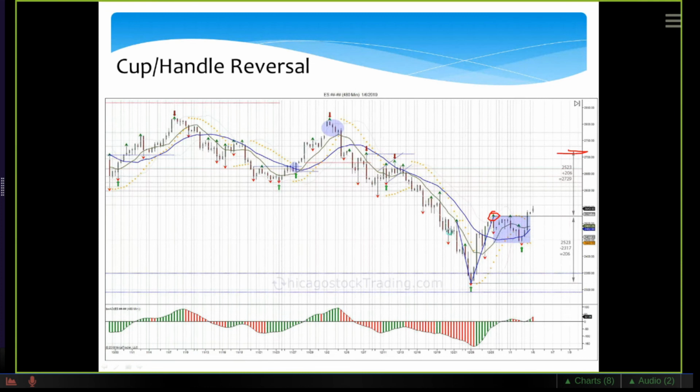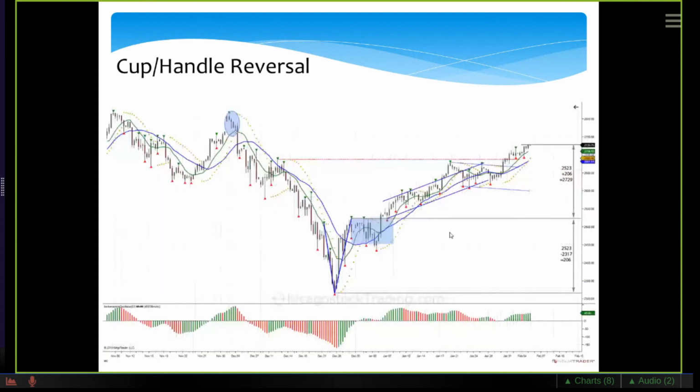You see that here. Once we broke through that 25-20 level, we expanded up and completed the objective.